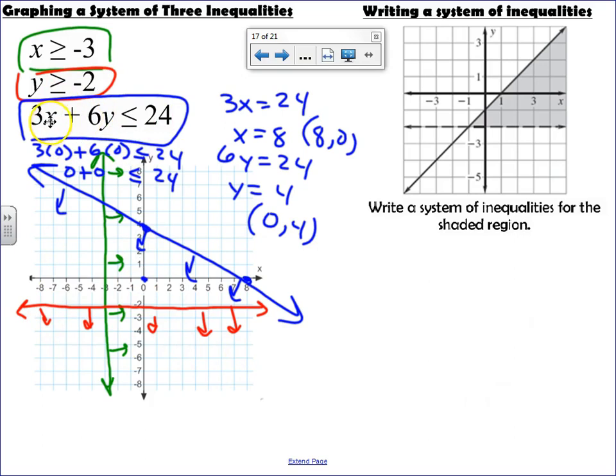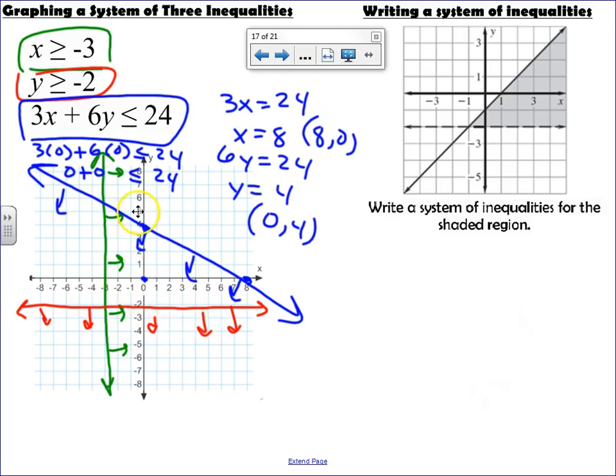And this one I graphed in blue, I found the intercepts. So 3x is 24, therefore x is 8. 6y is 24 when I plug in 0 for x. So I get the y-intercept of 4. 0, 4 as a coordinate. Complete that. All these are solid lines because they're also equal. Choose my test point of 0, 0. So 3 times 0 plus 6 times 0 is 0. Is that less or equal to 24? Yes. So notice I can see where all these arrows are pointing. Where do they all overlap?